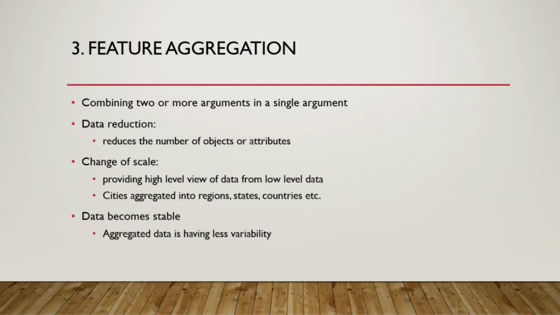Then another point is that the data becomes stable. Aggregated data has less variability. You understand that if there are 100 people from India and they have different address values, the house number, the locality, the city, the state, the region, many things. But instead of maintaining a huge lengthy data, I can just mention the name of the country, India. So it has less variability and it becomes more stable and easier to process.